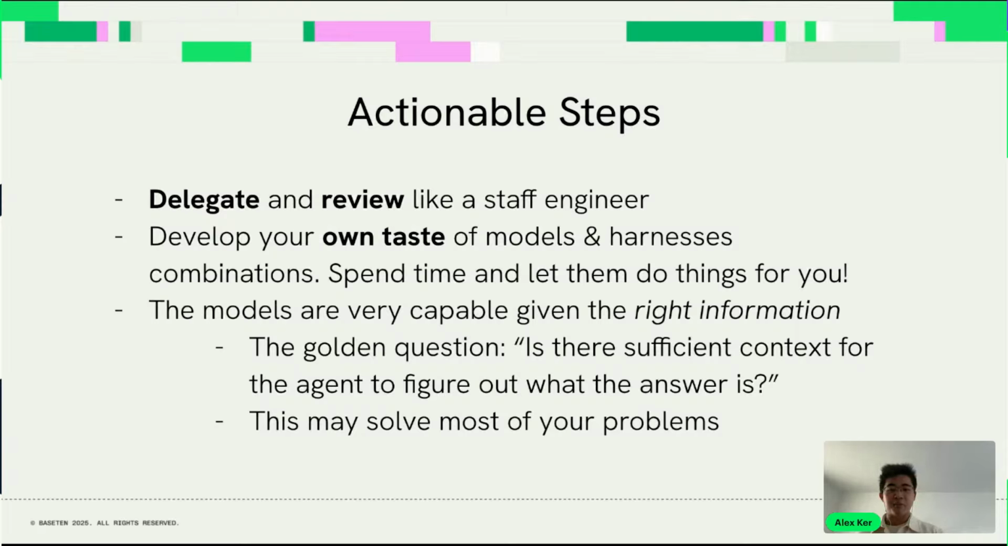These models have reached a point where they're so capable given the right information. So the golden question I like to ask myself is: is there sufficient context for the agent to figure out what the answer is? And this may solve most of your problems. Because when these models are so capable, sometimes it's a matter of not possessing the right information versus not being able to do the task.